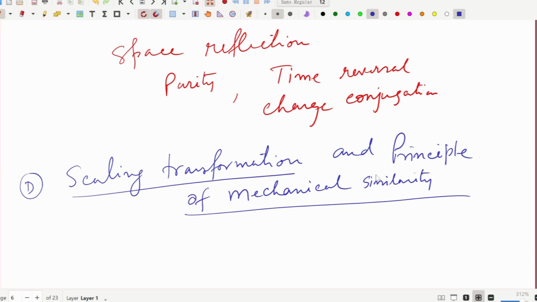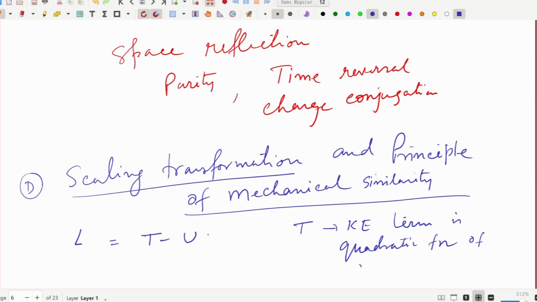So, let us consider a Lagrangian which is T minus u, and we assume that T, the kinetic term, is a homogeneous function of velocity of degree 2, or a quadratic function of generalized velocity.